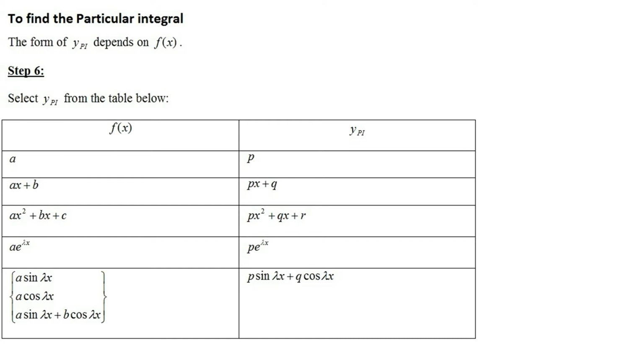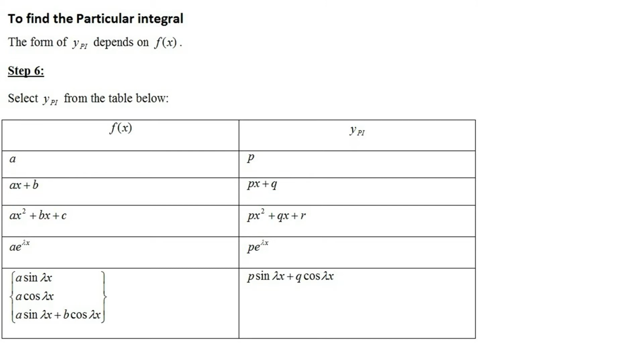So in this case, the first case for f of x is if you have a constant for f of x, then you need to select ypi to be a constant also. So if f of x is a, say, where a is a constant, then take your ypi, your particular integral, to be the constant p, and our job is to work out the value of p. So I'll talk to you about how we do that calculation very soon, okay? Now in the second case, if f of x is a linear, so if f of x is of the form ax plus b, where a and b are constants, then select ypi, your particular integral, to be linear also. So select ypi to be px plus q, and our job is to work out p and q, okay?